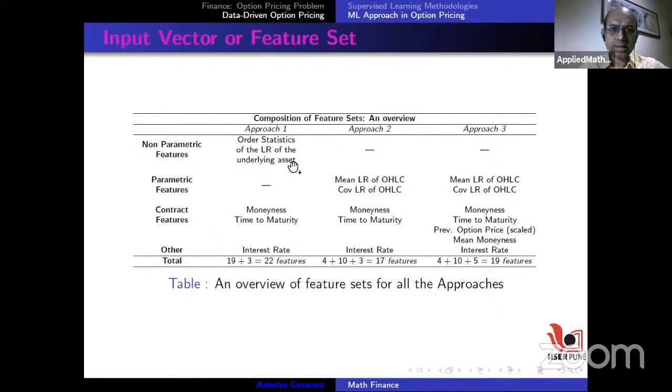There is another approach we have also tried. Instead of order statistics, we checked incorporating more information, like intraday information: open, high, low, close.